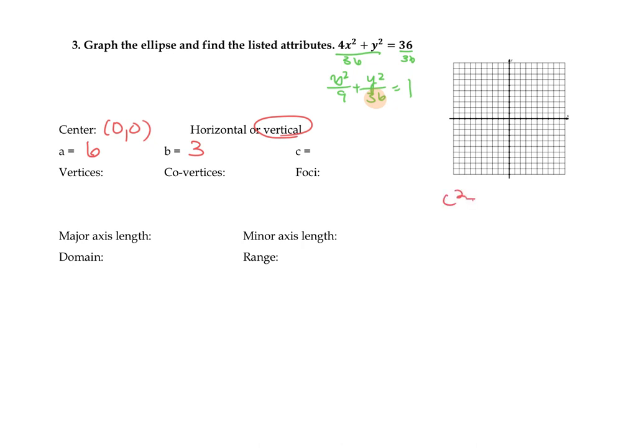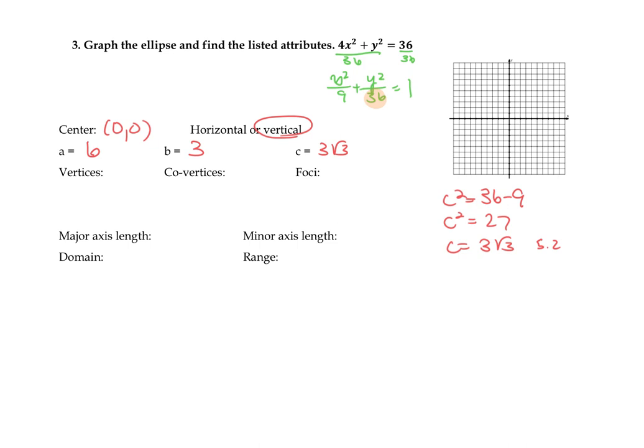And then c squared equals 36 minus 9. So c squared equals 27. And so c is 3 root 3. And this is about 5.2 for graphing purposes. So 3 root 3 is my c value.